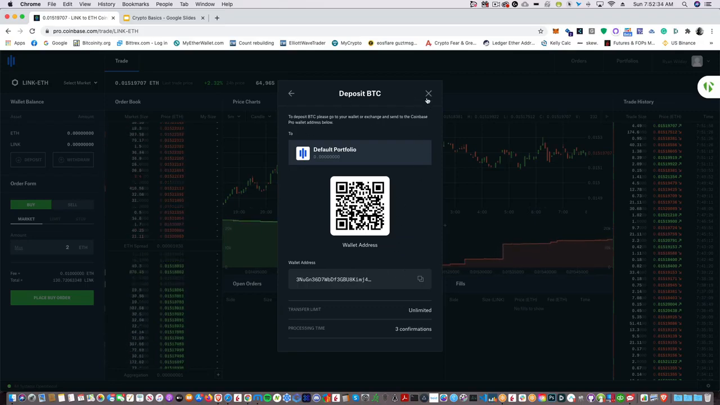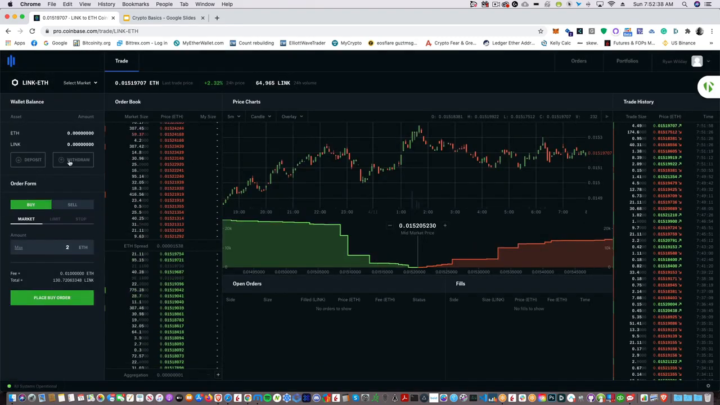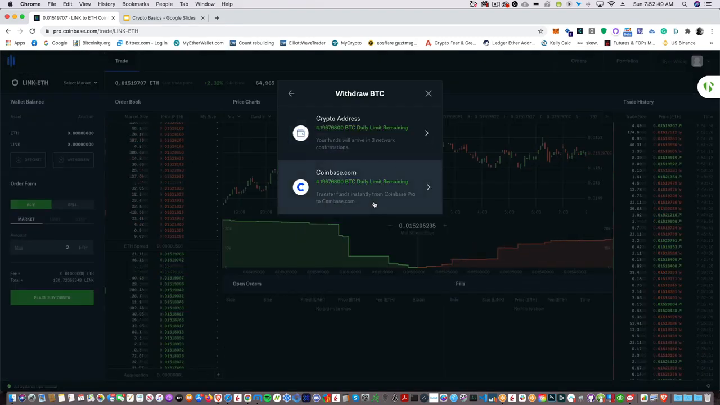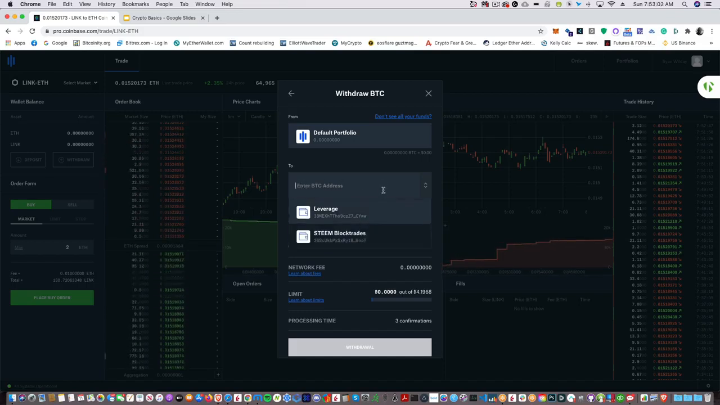I'll go into that again, just to make sure we understand. Let's say you want to withdraw: you would say, okay, withdraw Bitcoin, and you would add the address here. Often there's a max key, so you can hit max and it'll tell you how much Bitcoin you have. I don't have any, but you would take that address from your other exchange. So let's say you want to send Bitcoin from Coinbase to Kraken: you would get your wallet address from Kraken and paste it in here. Okay, so that's one approach.